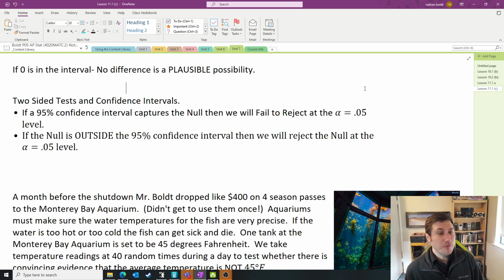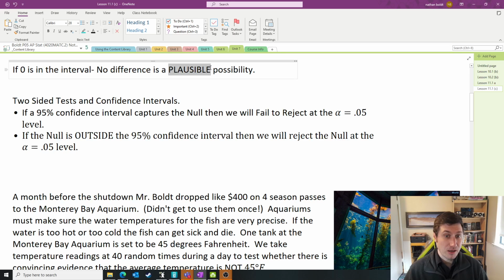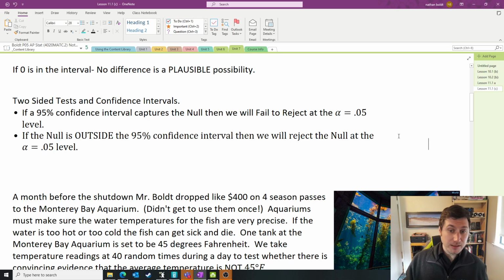If a 95% confidence interval captures the null hypothesis, then we will fail to reject the null if we ran the test at a 0.05 level. Okay, building off what I had just said, if the 95% confidence interval captures the null, then the null is a plausible possibility still. And if it's a plausible possibility, we wouldn't reject it. I hope that logic makes sense.